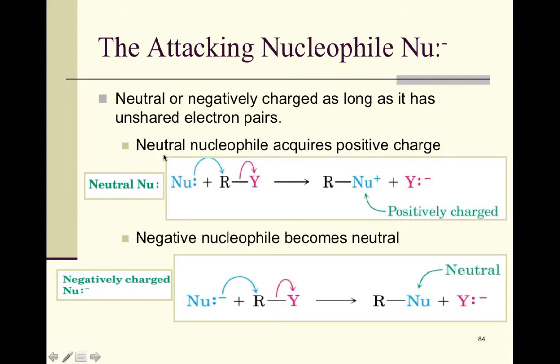A neutral nucleophile will acquire a positive charge. The neutral nucleophile gives its pair of electrons to this R group, and then the pair of electrons that were bonding these two together go to the Y, and now we have a positively charged nucleophile. A negatively charged nucleophile will become neutral. Here's the negative sign, here's its lone pairs. It's going to give a pair of electrons to this R, so that will be now bonded to the R, while the pair of electrons holding the R in the leaving group go to the leaving group. We now have a neutral product.